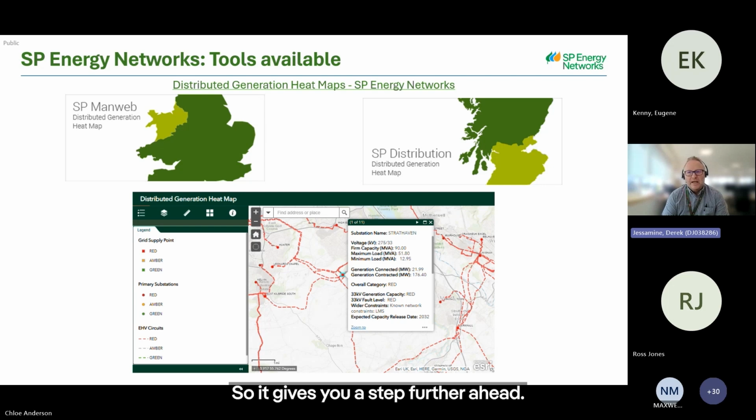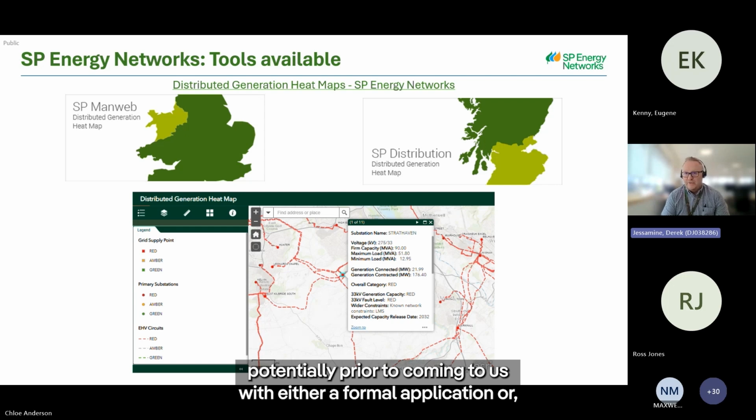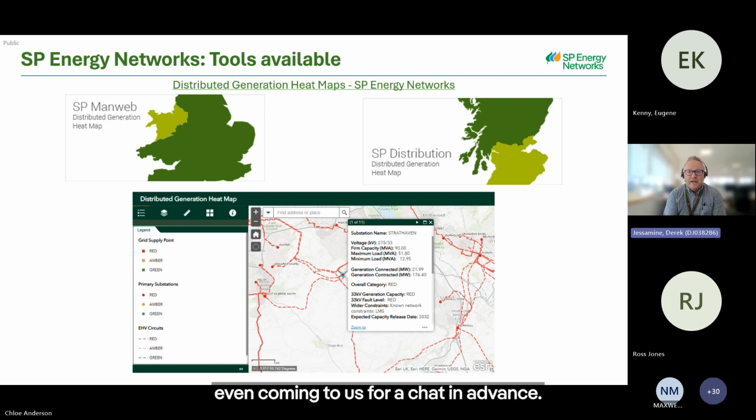So it gives you a hint, and it's a useful tool to have a look at first, potentially prior to coming to us with either a formal application or even coming to us for a chat in advance.